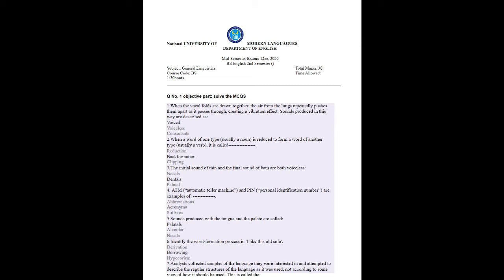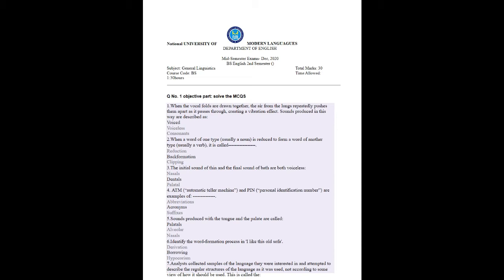This is the paper of general linguistics of second semester midterm. So it also has two parts. Part 1 is the objective part, which contains MCQs, and the other is the subjective part. So question number 1, objective part, solve the MCQs. We have 15 MCQs there.